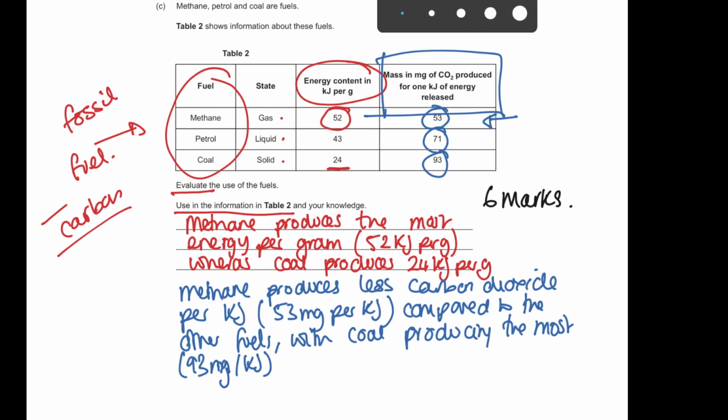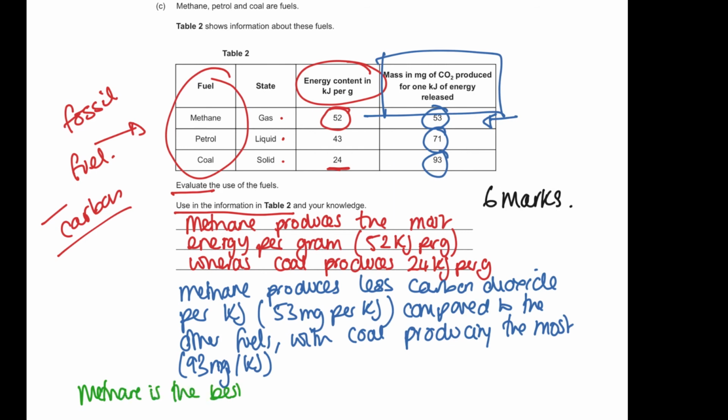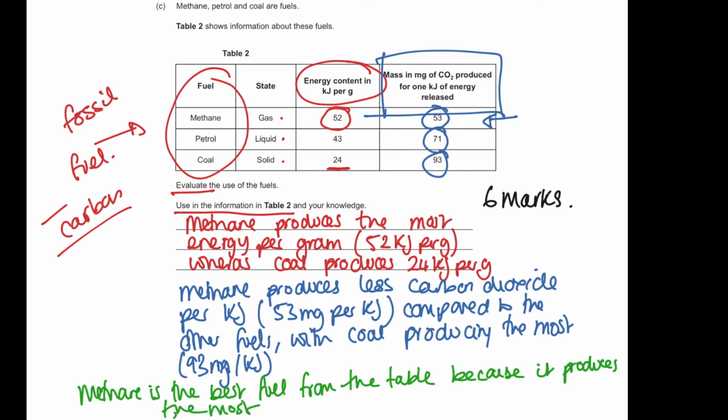So which one do you think is the best? So I think that methane's the best because it has the highest amount of energy and the least amount of carbon dioxide produced. So methane is the best fuel from the table because it produces the most energy and the least carbon dioxide. Perfect.